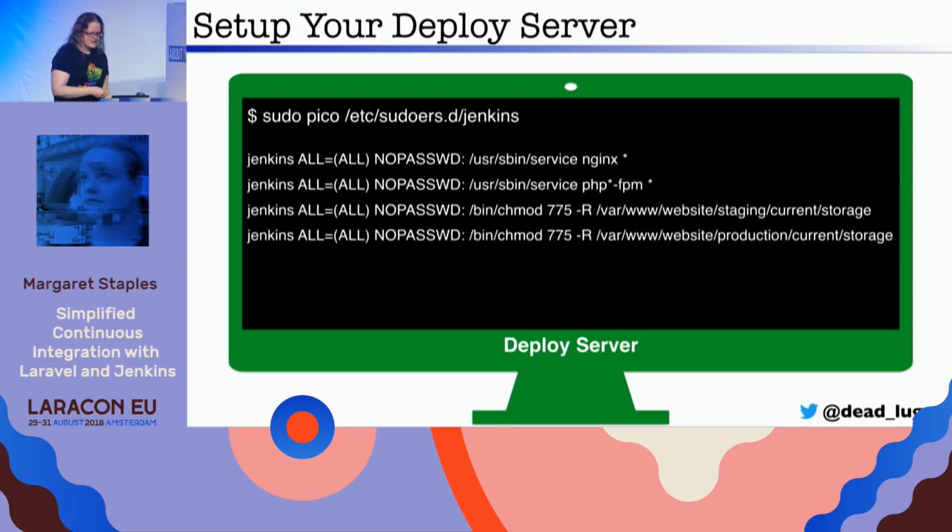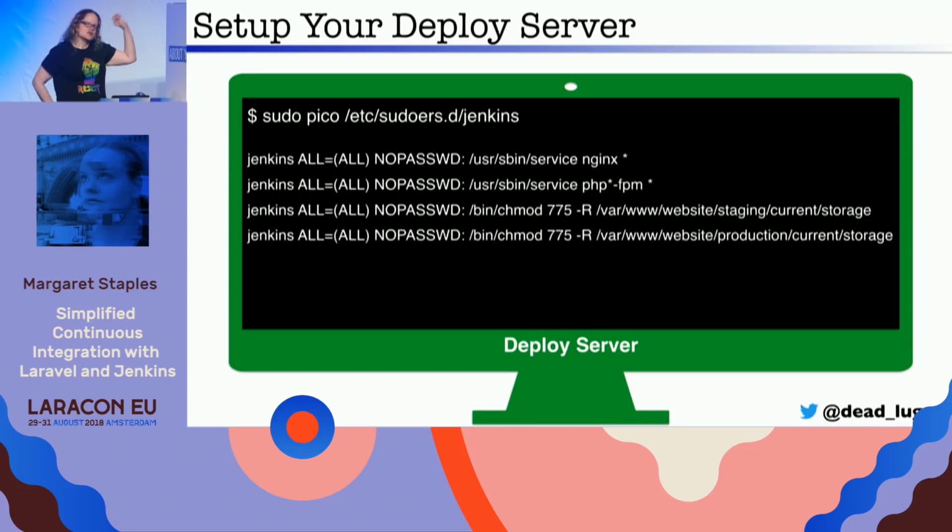So here we have a basic, what you would put in for an Nginx setup on a Laravel project. You want to be able to restart the Nginx service. You want to be able to restart PHP FPM. And then you want to be able to change the permissions on the specific directories in a Laravel project that you're going to need to update when the new build of the repo comes through. And so here we've got the staging storage and staging current.